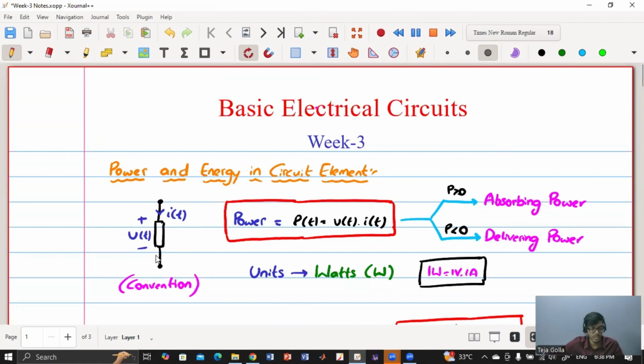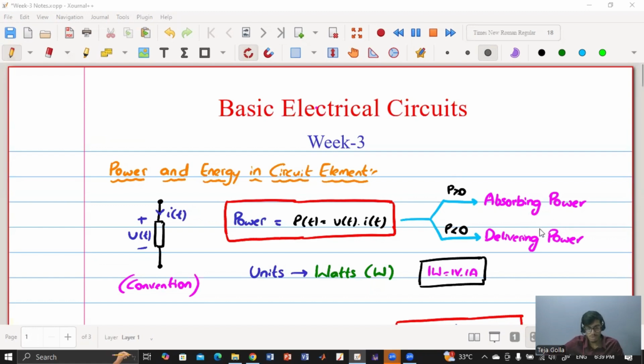So this is the voltage polarity and current direction we have assumed in the beginning, and all the theory that we are building is with respect to this. If this changes, then all these things will change accordingly. But it is just for our understanding: when do we say it is absorbing power?